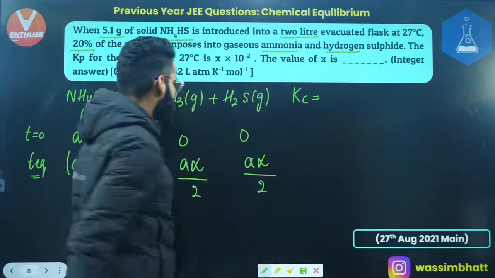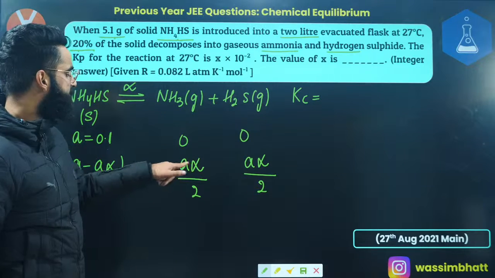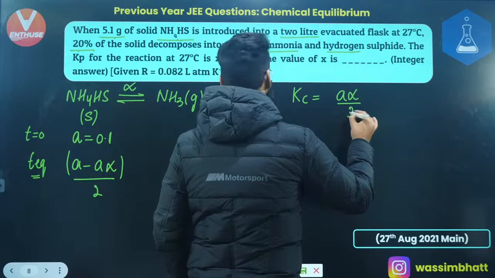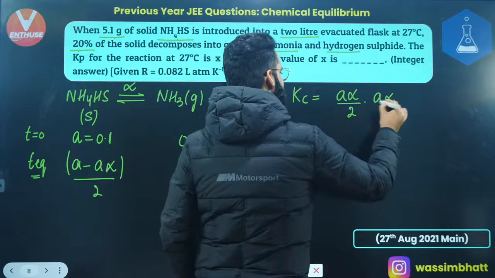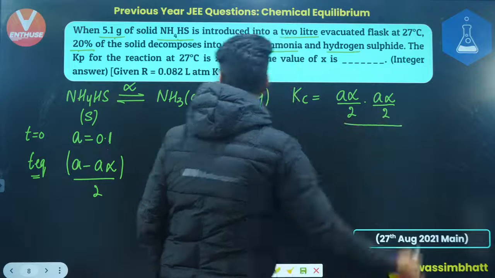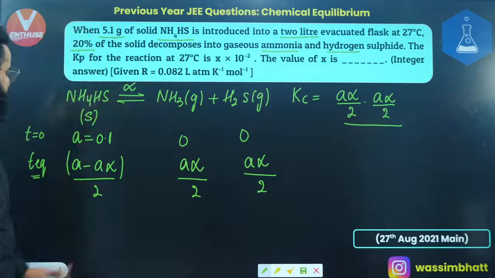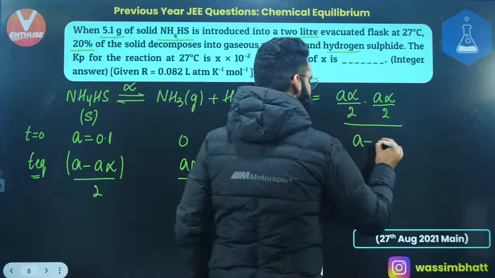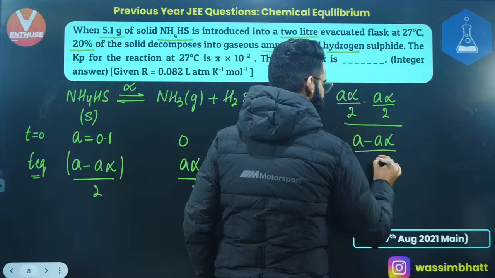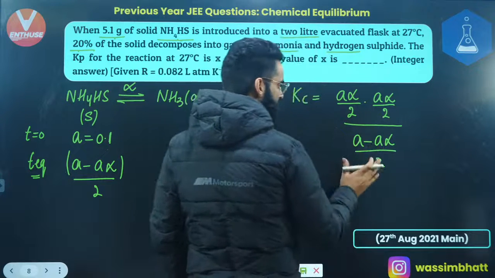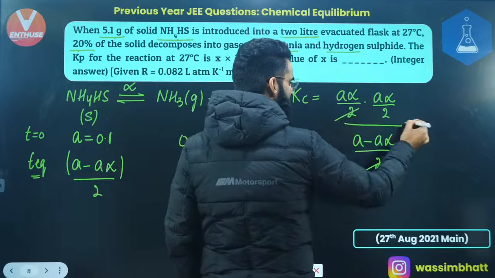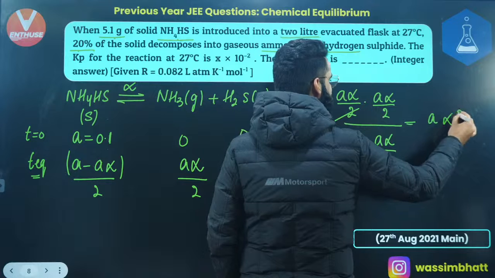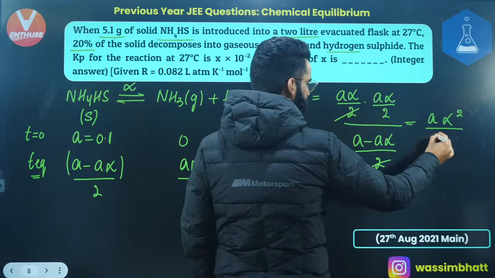Kc expression is going to be concentration of NH3 at equilibrium, which is A alpha by 2, A alpha divided by 2. Concentration of H2S at equilibrium, which is A alpha divided by 2 again, whole divided by concentration of NH4HS at equilibrium, which is A minus A alpha by 2. If I take A common in the denominator, one of the two A's gets cancelled. So we get A alpha square divided by 1 minus alpha.